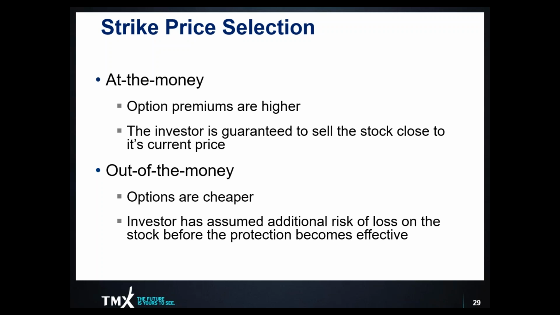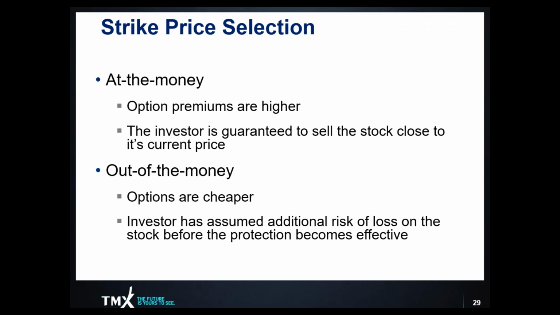And so we could use what's referred to as an at-the-money option. Remember, options are categorized and priced based on their relationship to the underlying stock price. So an at-the-money option is a contract that has a strike price close to where the stock's trading at presently. Those option premiums tend to be higher. But what that means is that the investor is guaranteed to sell the stock close to its current price.